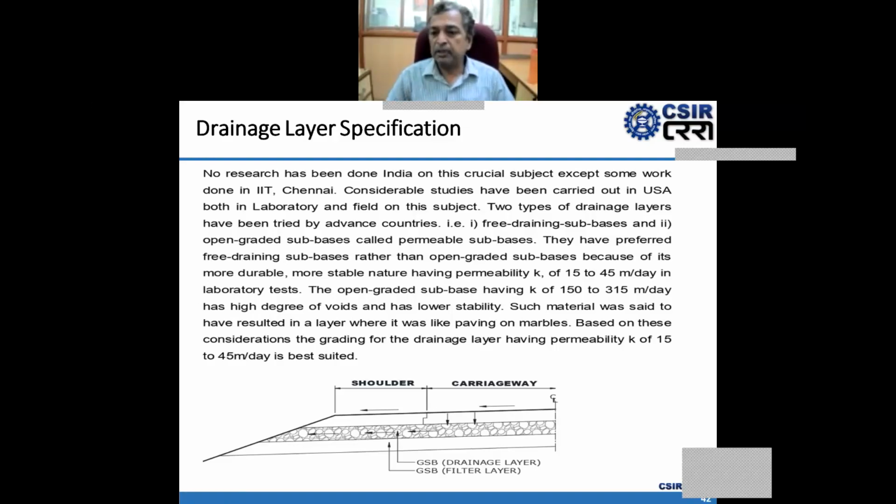Free draining subbases have permeability in the range of 15 to 45 meter per day in laboratory tests. The open graded subbase, having permeability of 150 to 3150 meter per day, has a high degree of voids and lower structural stability. Such material was said to result in a layer like paving on marbles. Based on these considerations, the grading of the drainage layer having permeability between 15 to 45 meter per day is best suited for the drainage layer.